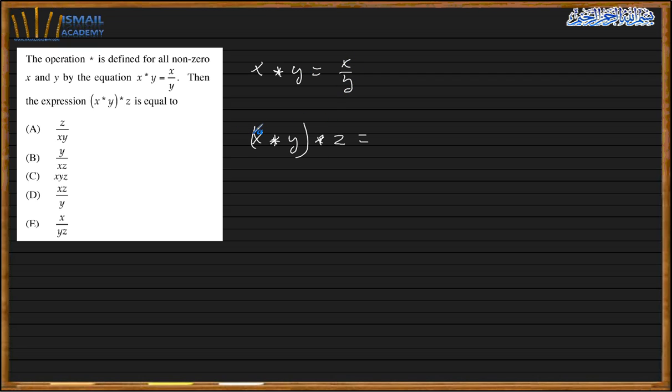So I do the order of operation, parentheses first. So I'm going to do x over y star z. First, second. First over second. So it's going to be what? x over y over z. And this is the same thing as over 1 multiplied by the reciprocal. So it's going to be x over y times 1 over z, which is x over yz. And E will be my answer.